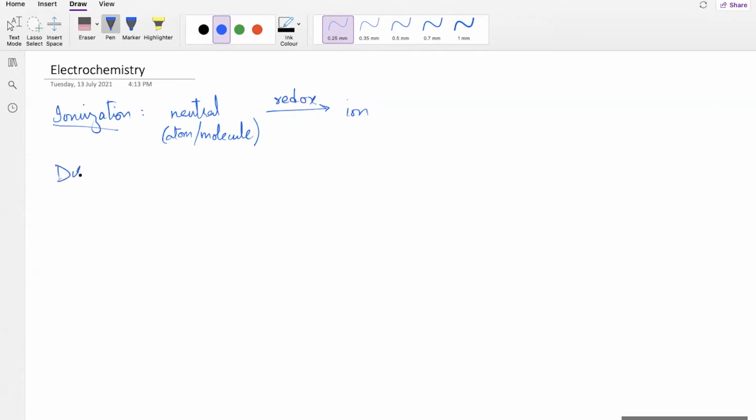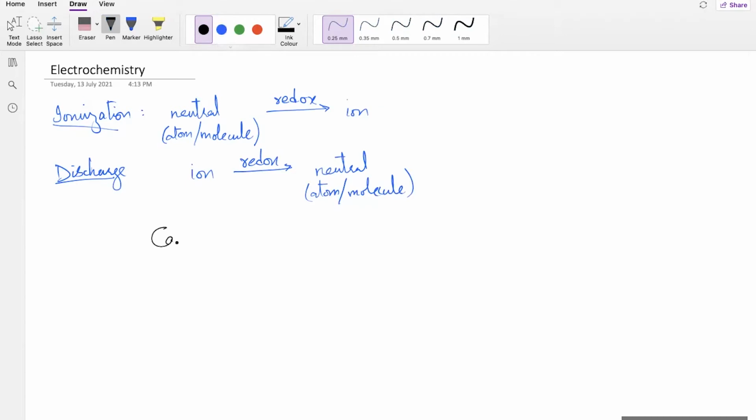The other one is discharge, and discharge is the opposite of ionization. So you take an ion and you convert it to a neutral particle, which could be an atom or a molecule. Again you get a redox reaction, but this time the ion is becoming neutral. Let me give you an example.